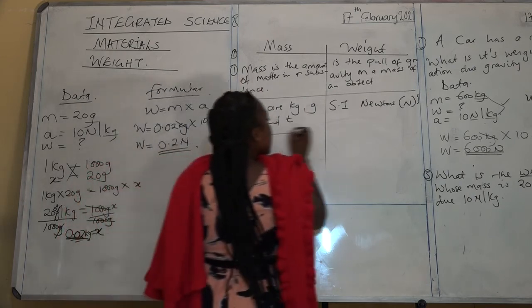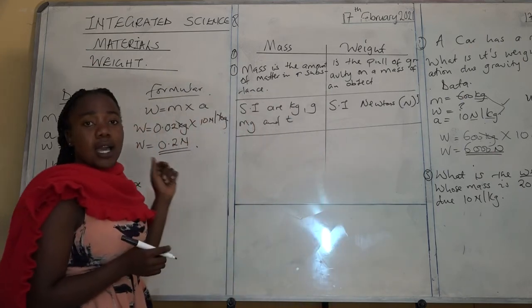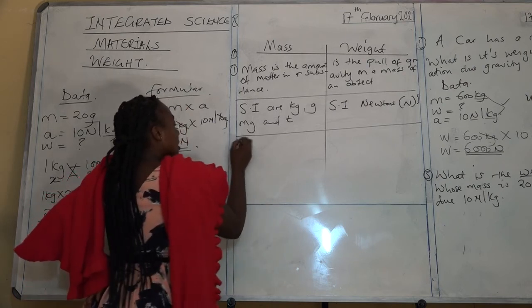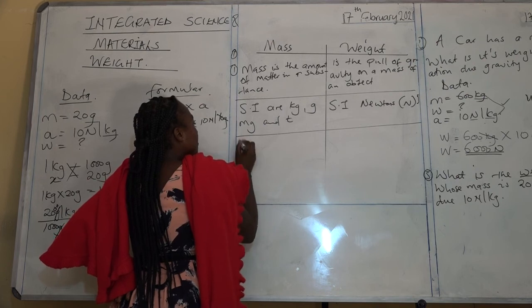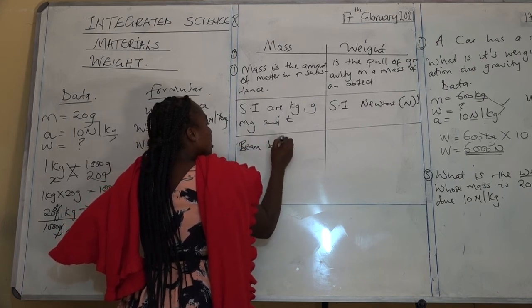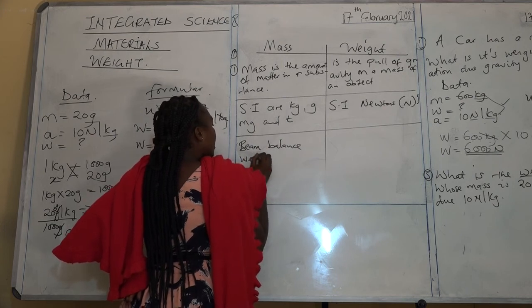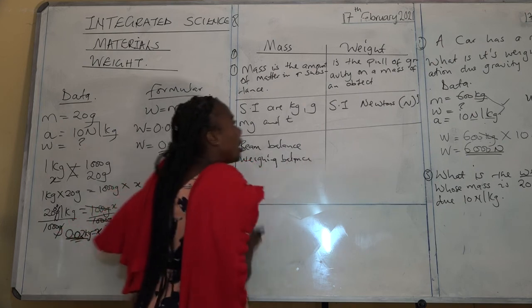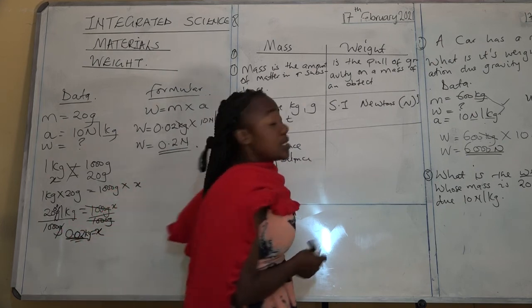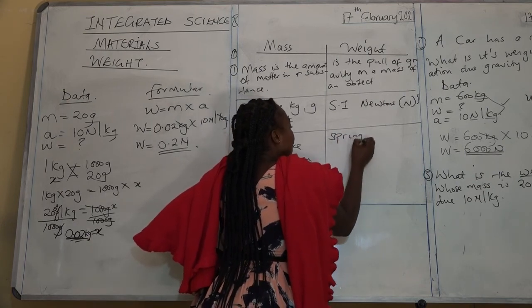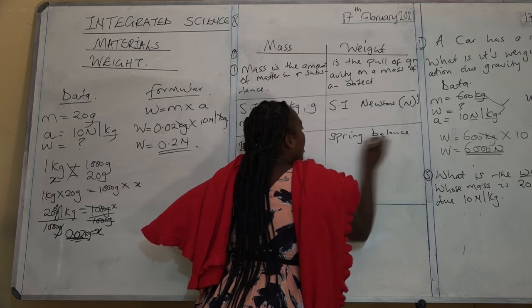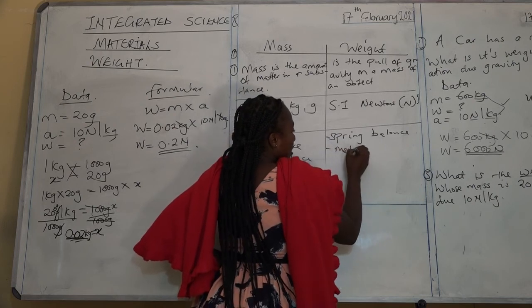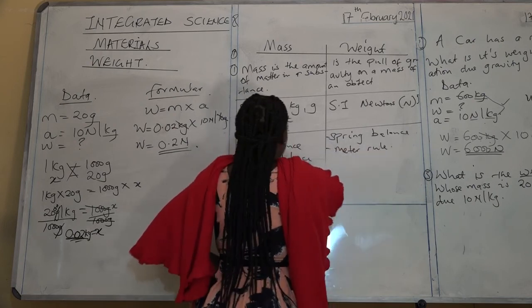Then the other thing is the instruments that are used to measure mass: one, beam balance. So we're differentiating by instruments: beam balance, weighing balance. Then the instruments that are used to measure weight, we said are spring balance. Apart from the spring balance, we also talked about the meter rule.